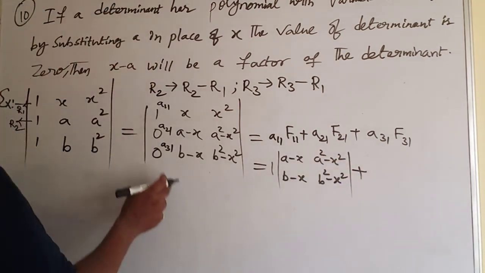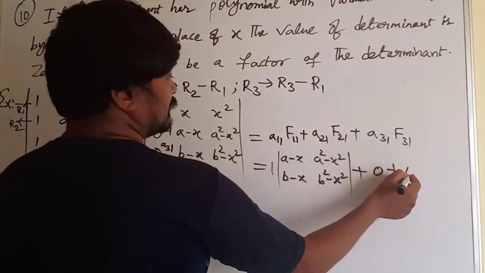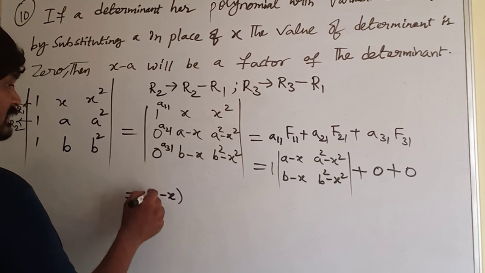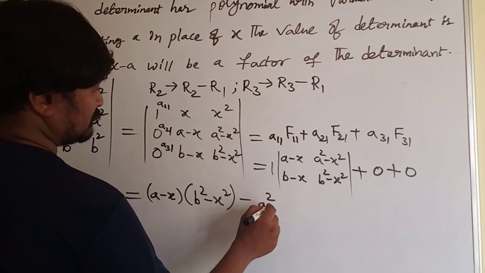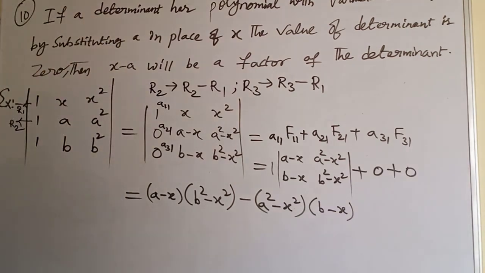Plus a21. a21 is what? 0. 0 into any number is 0. a31 is 0. 0 into any number is 0. So then just normal multiplication: a minus x into b square minus x square, minus a square minus x square into b minus x. So now how to solve this part? Simplification part. So simplify so that you are able to get your answer.